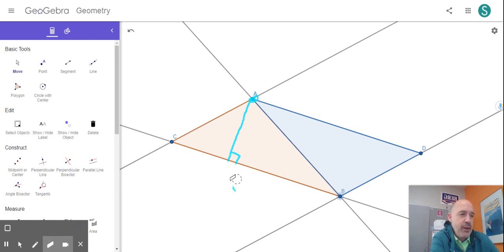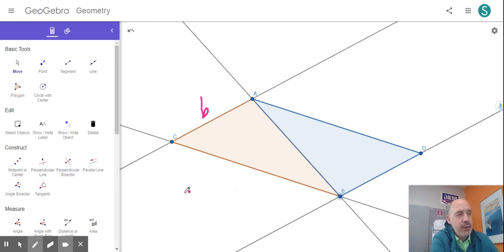Okay, can I get a yay? Thank you. But listen, the base, I could define this side as the base of the orange triangle. Oh my God, why would you do that? Because I'm trying to irritate you.